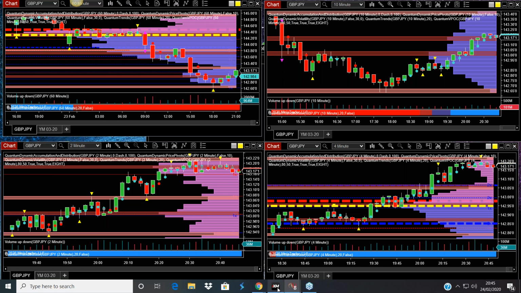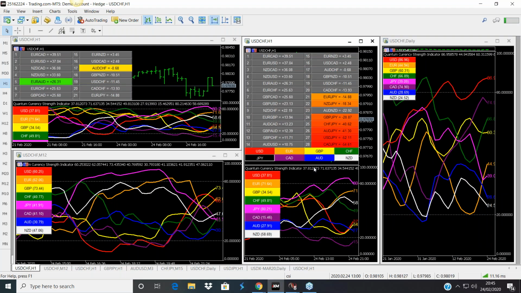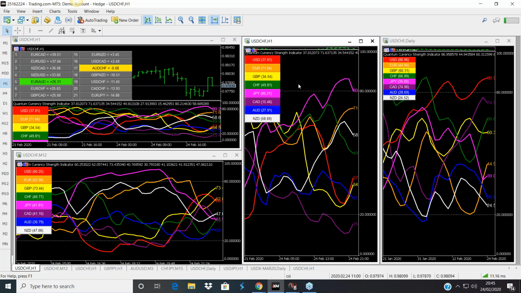Let me go to MT5 for a second and see what's been happening. And the currency strength indicator that we use really can be used by all traders, regardless of what you trade, because what is happening to the currencies and the currency pairs really gives you an insight into what is happening in the rest of the markets.